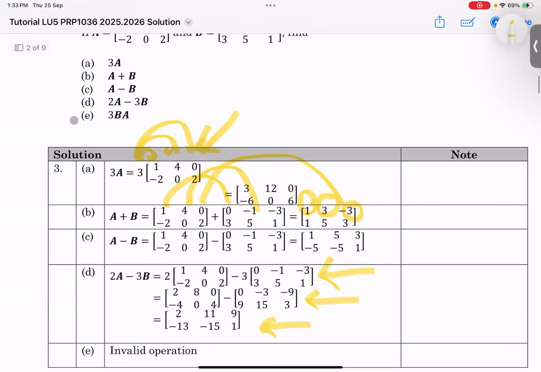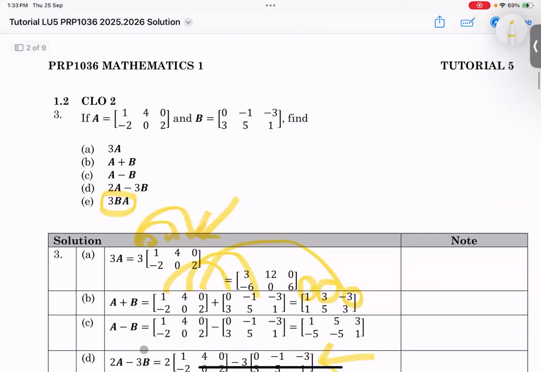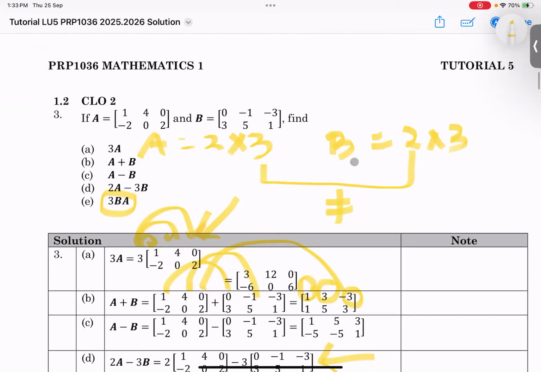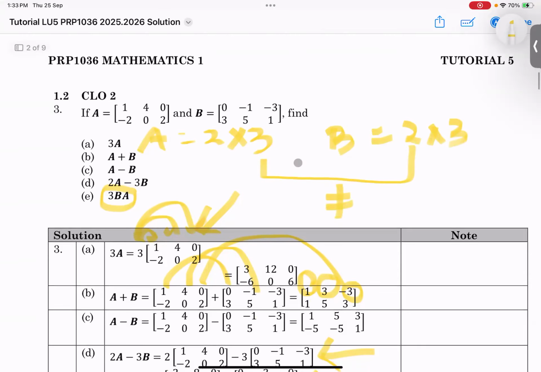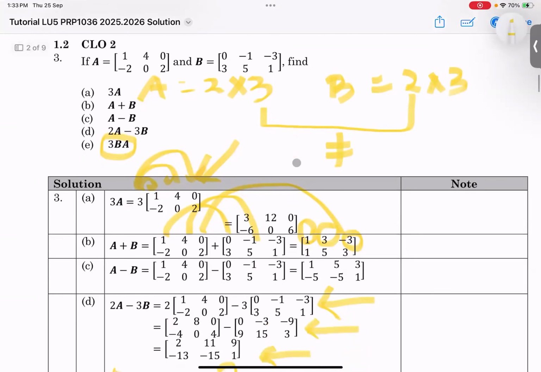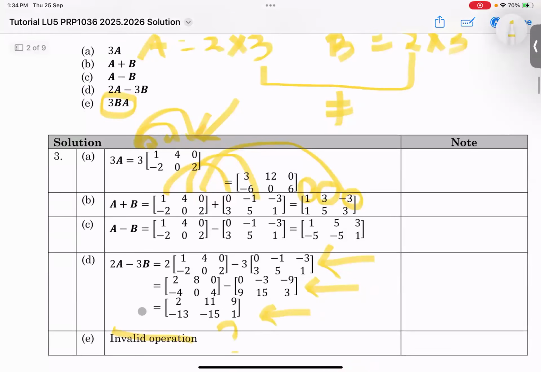As for question 3BA, this one cannot proceed. Why is this an invalid operation? Because the order of A is 2 times 3, and the order of B is also 2 times 3. Since these two numbers are not the same, we cannot proceed with multiplication. Please take note of this idea. Not every operation can be done. Sometimes they need you to know that some operations cannot be carried out.